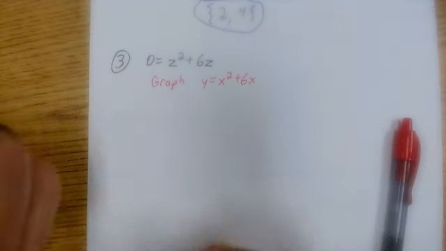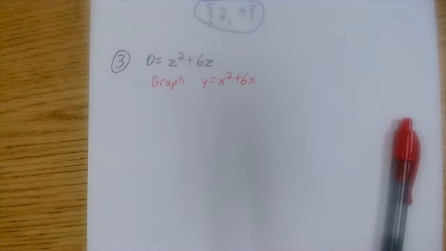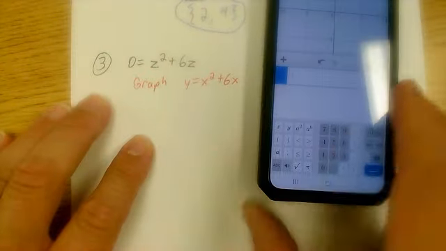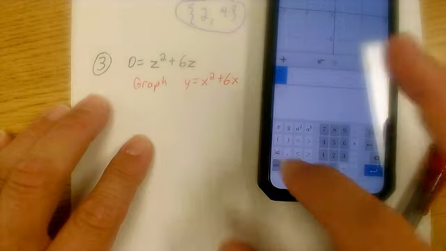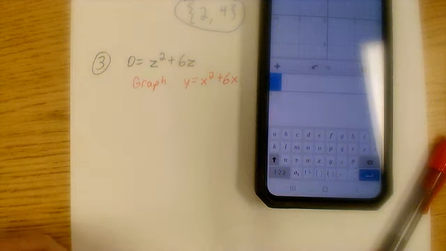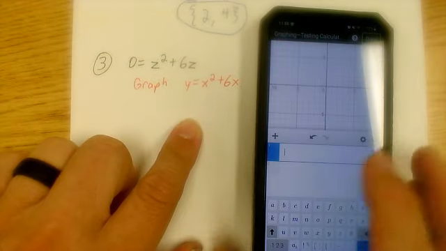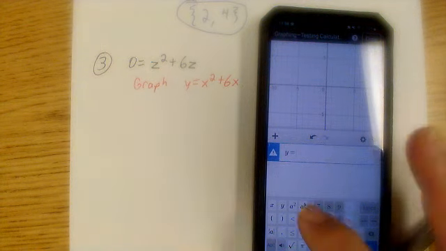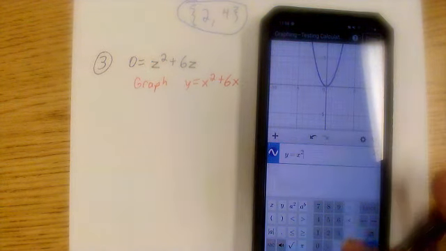Now, in fact, if you're using the Desmos calculator, it can handle using a Z. If you want the Z, you can always press the little ABC right here and then have the whole alphabet available to you for when you're graphing, and it would actually handle it just fine, but I'm in a good habit of just always graphing with Y and X. All right, so here we go. I'm going to go ahead and get this graphed and take a look at it. Y equals x squared plus 6x.